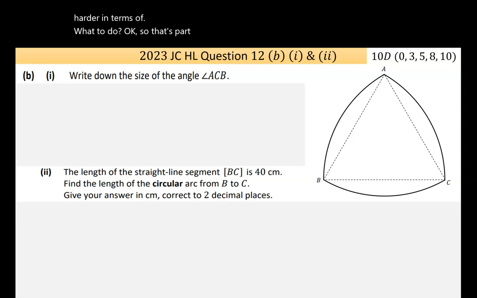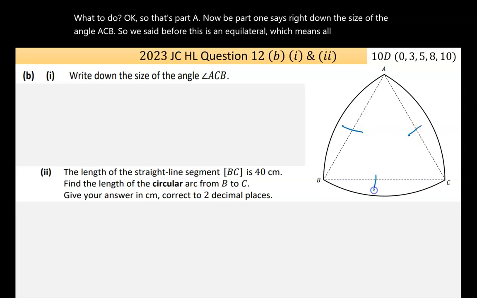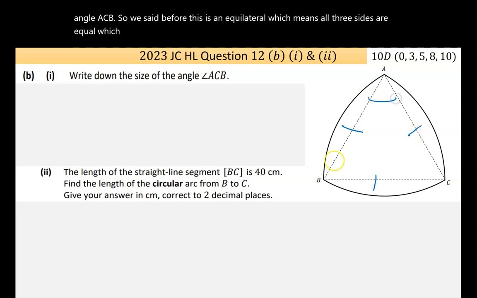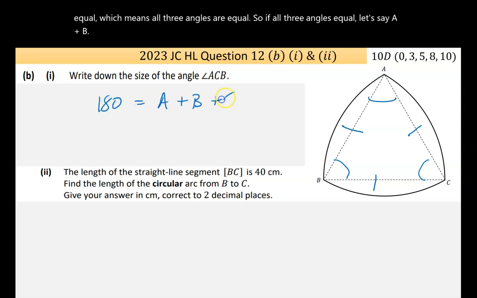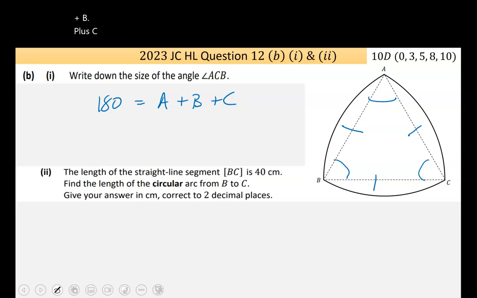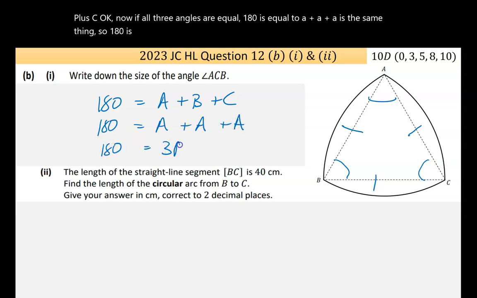Now B, part 1 says write down the size of the angle ACB. So we said before this is an equilateral, which means all 3 sides are equal, which means all 3 angles are equal. So if all 3 angles are equal, let's say A plus B plus C. Okay. Now if all 3 angles are equal, 180 is equal to A plus A plus A. It's the same thing. So 180 is equal to 3A.